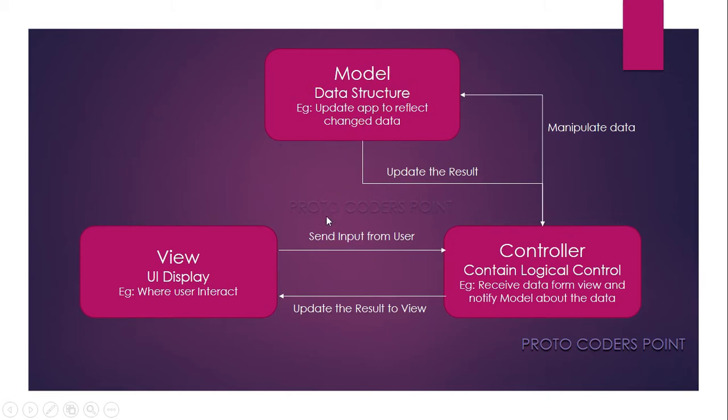Okay, so this will work something like this: the user sends input to a controller. The controller will send the same data to a data model, and the data model manipulates the data and sends the updated result to the controller, and the controller reflects all the updates to the UI design. Okay, so now let's move to Android Studio to build a login validation form showing an example of MVC pattern.